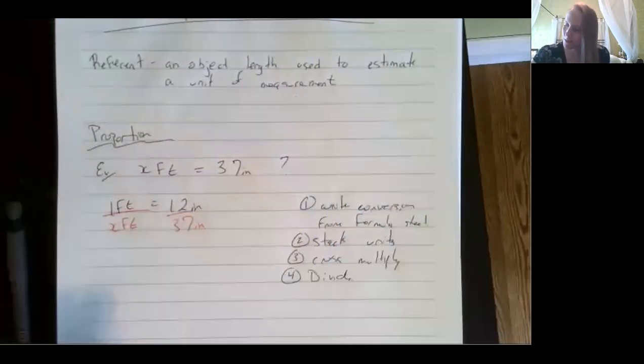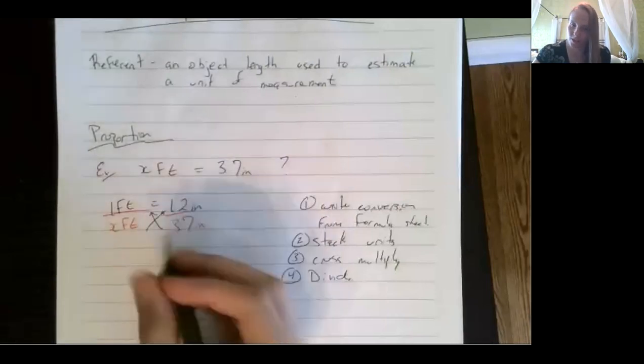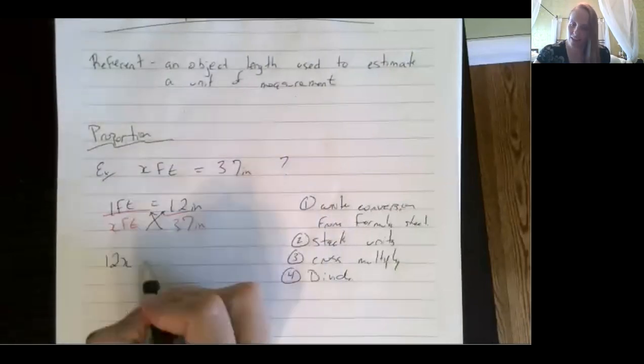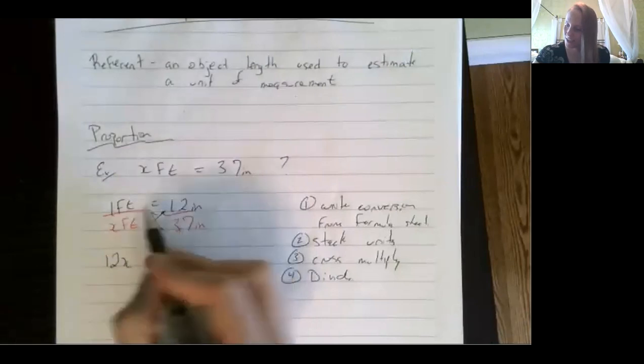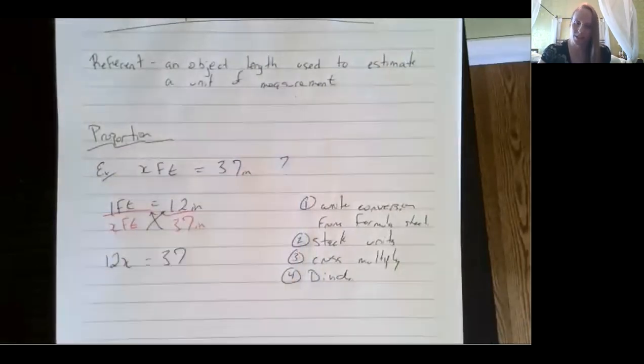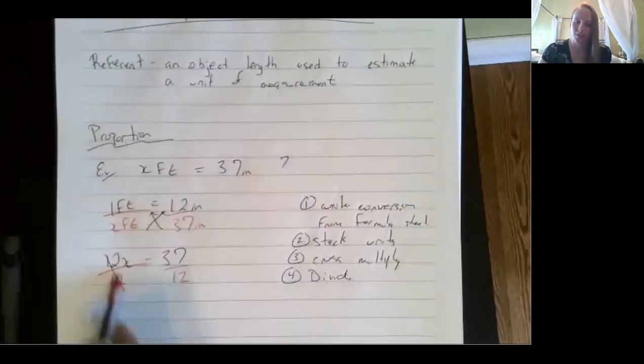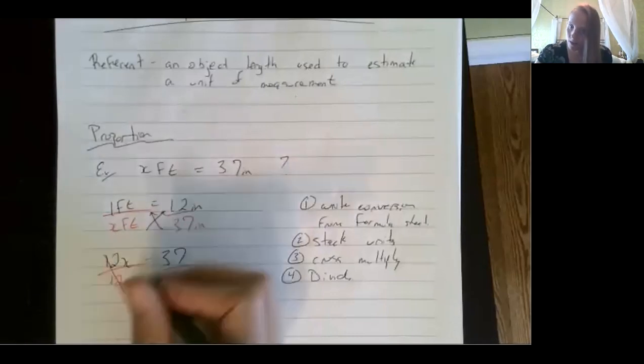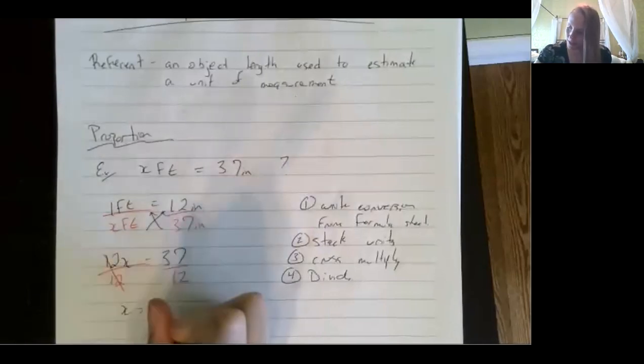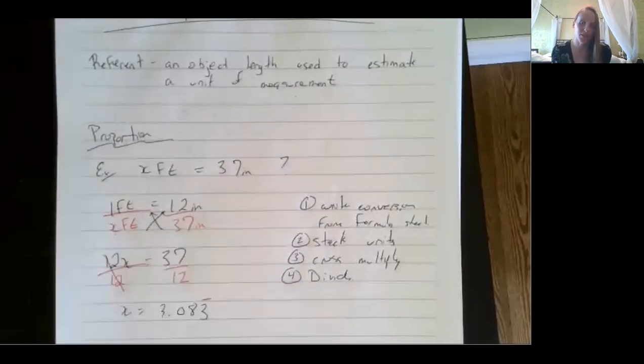So I will cross multiply here. X times 12 is just 12x. 37 times 1 is just 37. And then in order to get the x by itself, I of course divide by 12. What I do to one side, I need to also do to the other side. So 37 divided by 12 is 3.083 repeating. You could certainly round that to 3.08 if you would like to. Please always keep at least 2 decimal places.